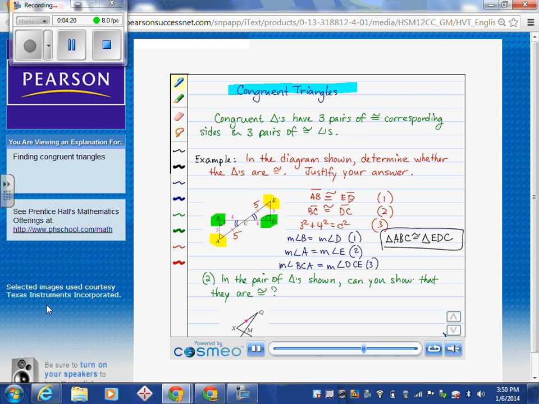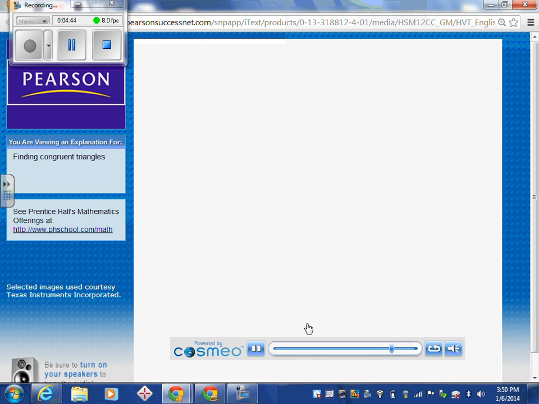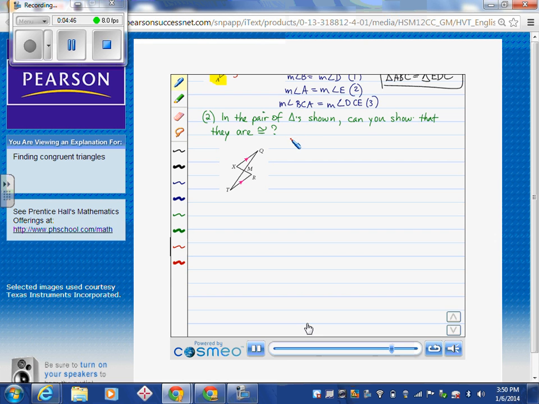Okay. Well, let's look at a second example then. In the pair of triangles that are shown here, see if you have enough information to show that they are congruent. If so, name the congruent triangles and give your justification. And when you're ready, hit continue. Well, let's see. The answer that you should get is no. Can you show that they are congruent?